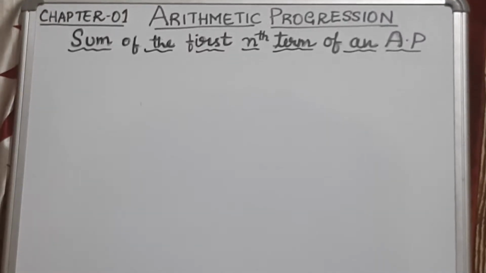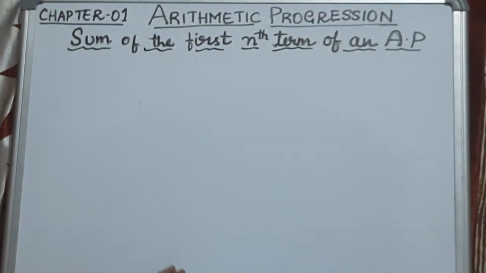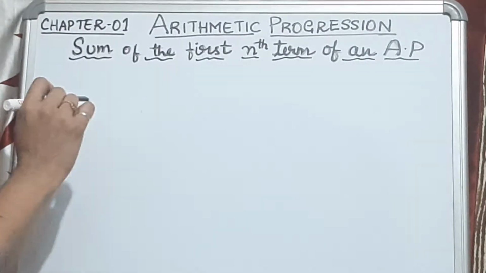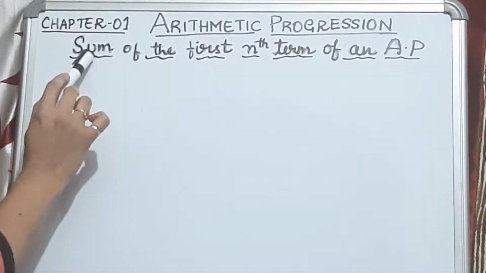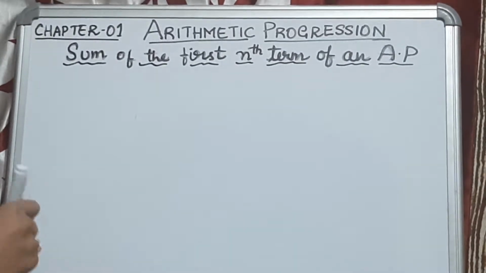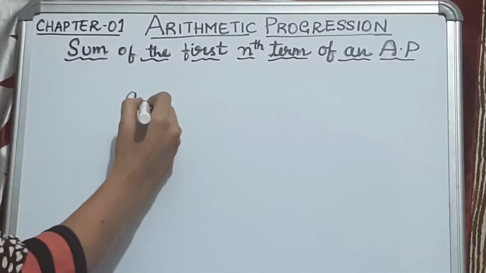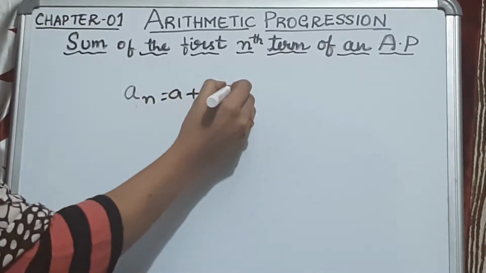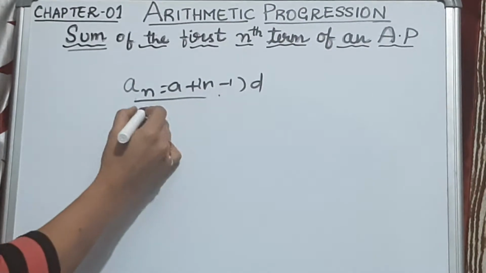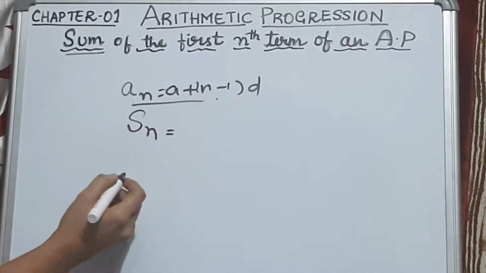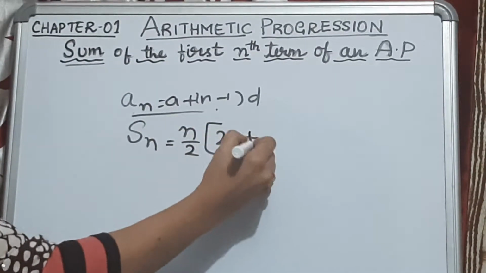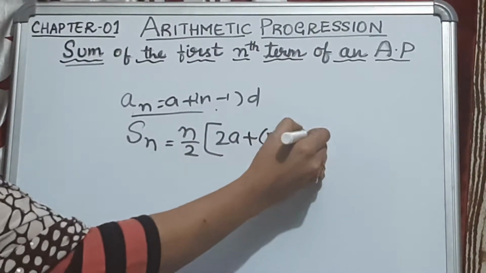Okay, students, in yesterday's session we learned about the nth term and solved all the problems. Now today we have to study the sum of the first n terms of an AP. First, we know the nth term of an AP is an = a + (n - 1)d. Now we have to find the sum of the n terms, Sn. Sn = n/2 [2a + (n - 1)d].